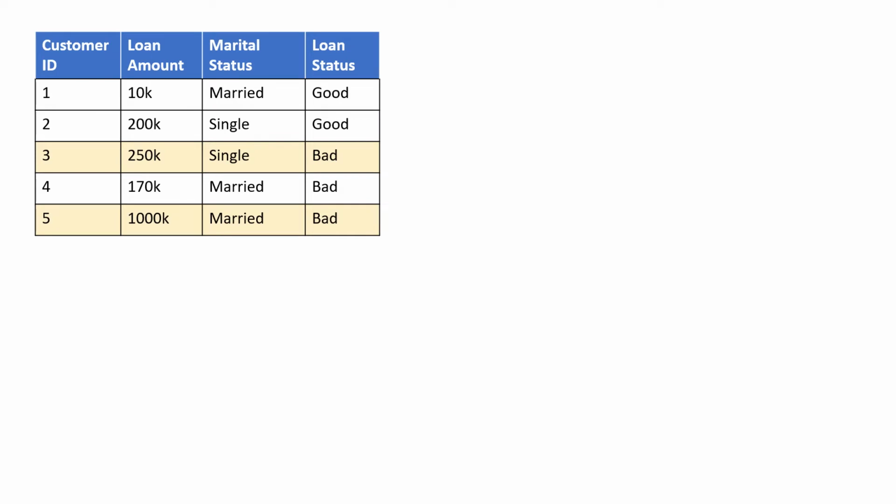Let's consider a new data set this time. We have customer ID, loan amount, marital status, and loan status. Loan status is what we'll be predicting with the help of the decision tree. For prediction, we'll be using either loan amount or marital status, which are the independent variables. So which attribute should be chosen at the root node? What conditions should be applied? For that, Gini index will be used.